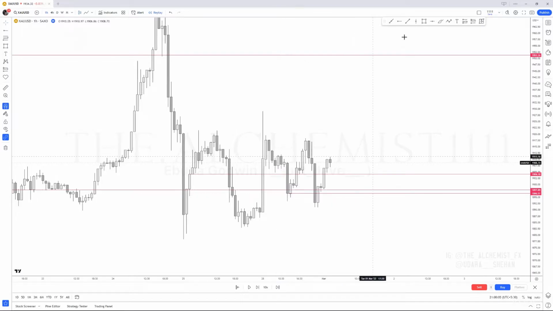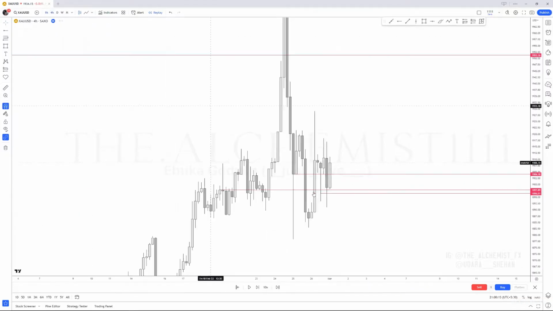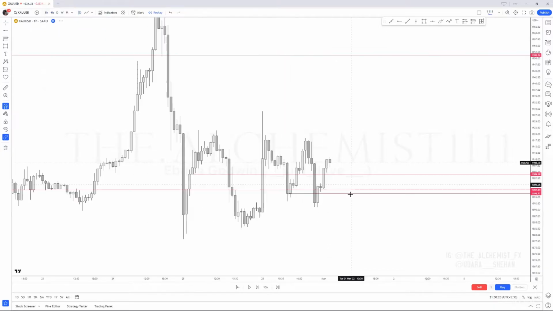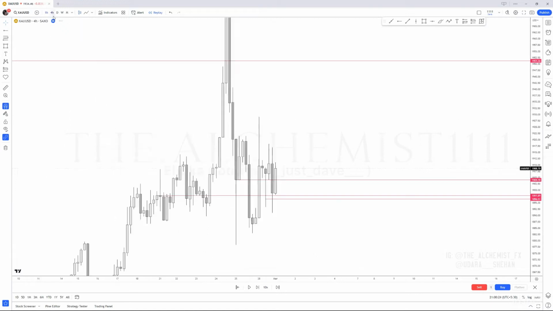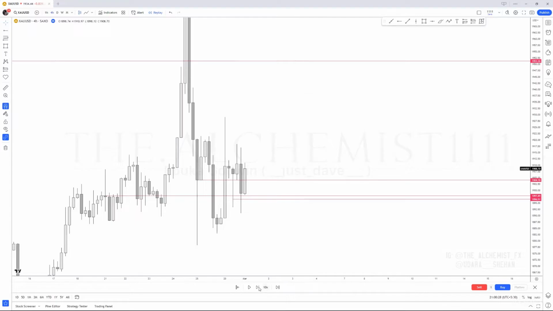And sorry, this level, where can we refine it into? Do we have a nearby level? Maybe this one? No, I don't think that's a good level. Let's check H4. Trying to see a nearby level. I don't see any. Let's wait for, once again, let's wait for Asia to end, and then we can decide what to do.